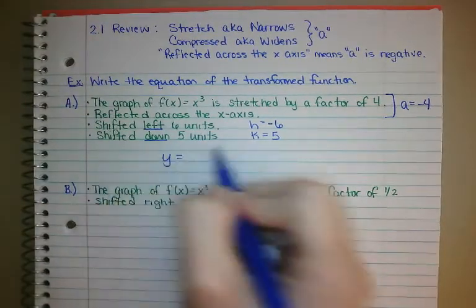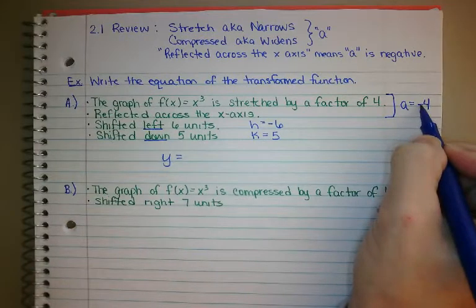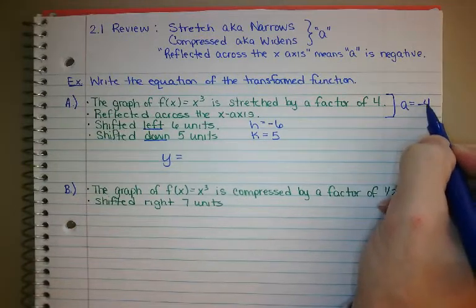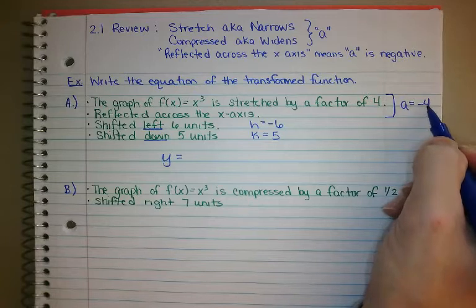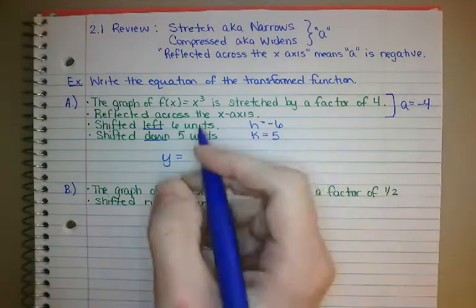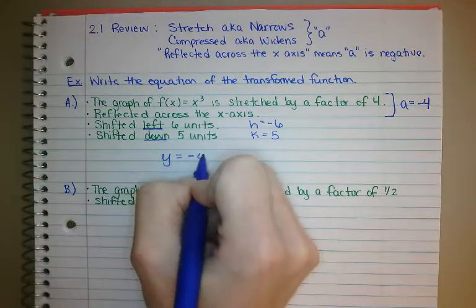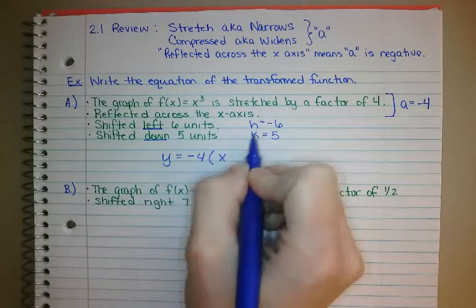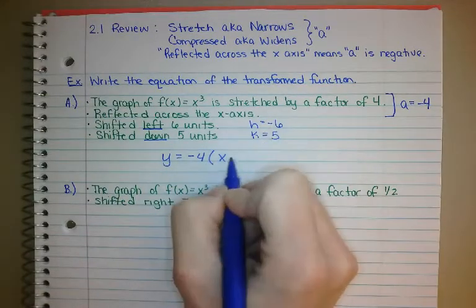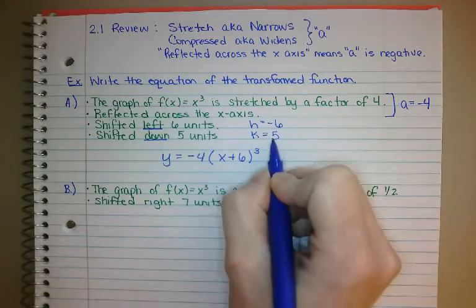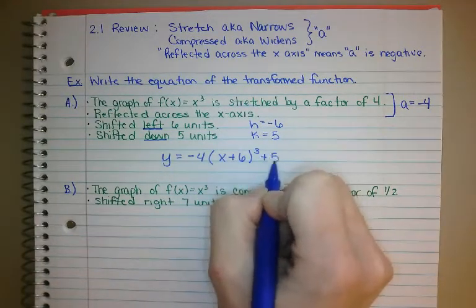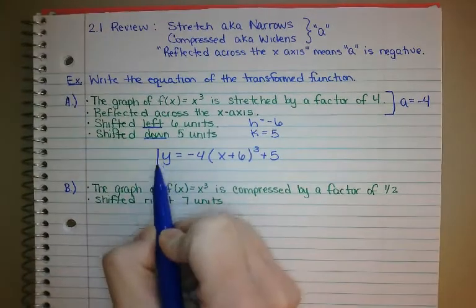So we're going to say y equals our A. There's the reflection across the x-axis. There's the stretch factor. This is just kind of like the same thing as slope. The slope is 4. Okay, so we're going to say negative 4 times the quantity x. Do your sign change now from negative 6 to positive 6. Make sure you remember it's a cubic. And then we have our plus 5. Okay, so there's our equation.